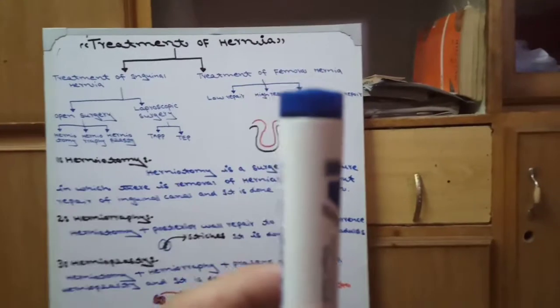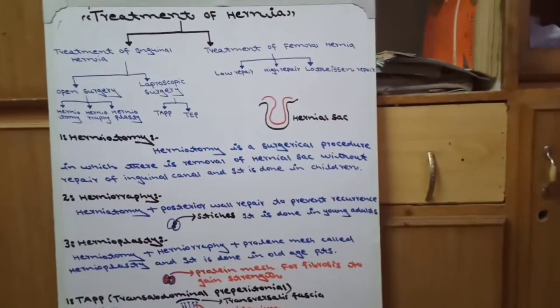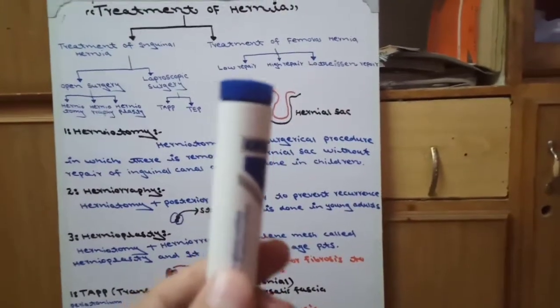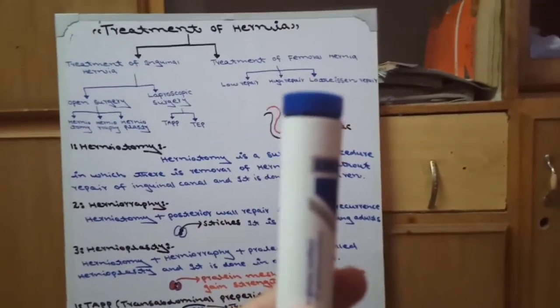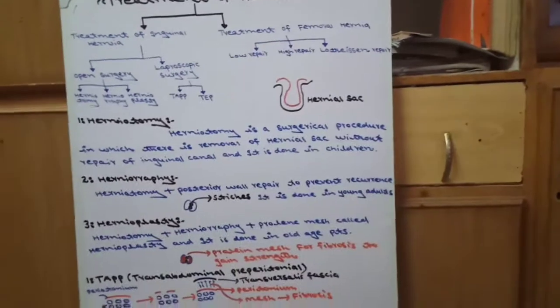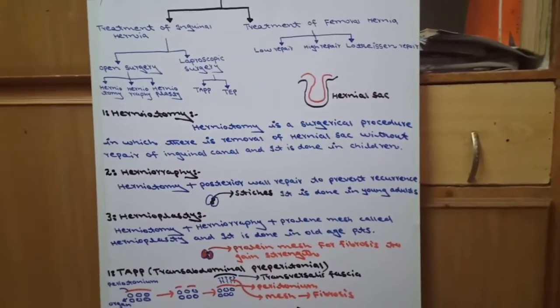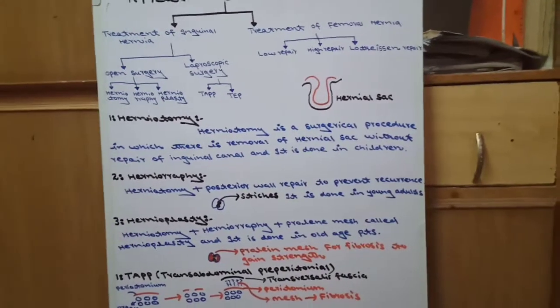Now come to the treatment of femoral hernia. In femoral hernia, there are three methods for treatment: number one, low repair; number two, high repair; number three, Lothian repair. Now we will study each method in detail.